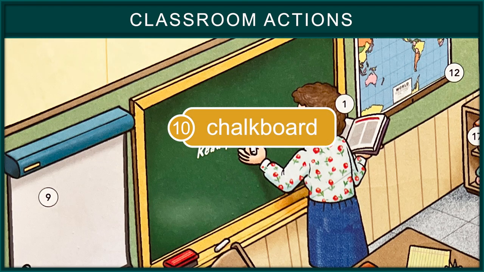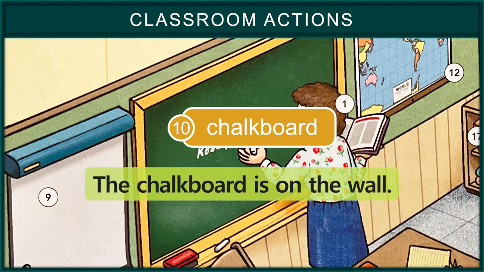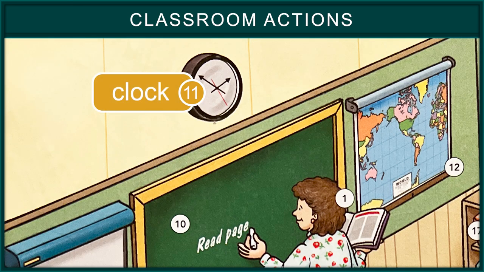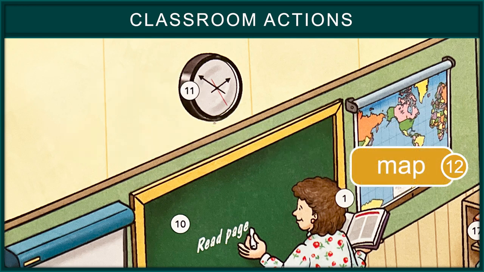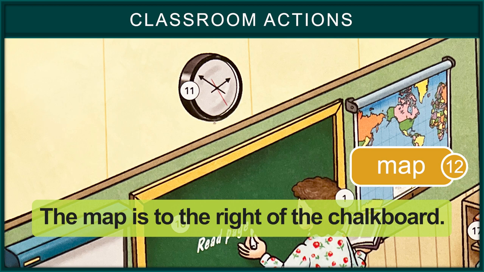Ten. Chalkboard. The chalkboard is on the wall. Eleven. Clock. The clock is above the chalkboard. Twelve. Map. The map is to the right of the chalkboard.